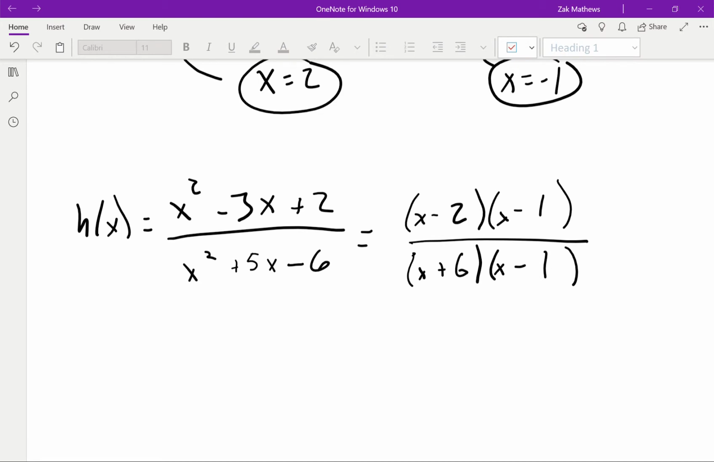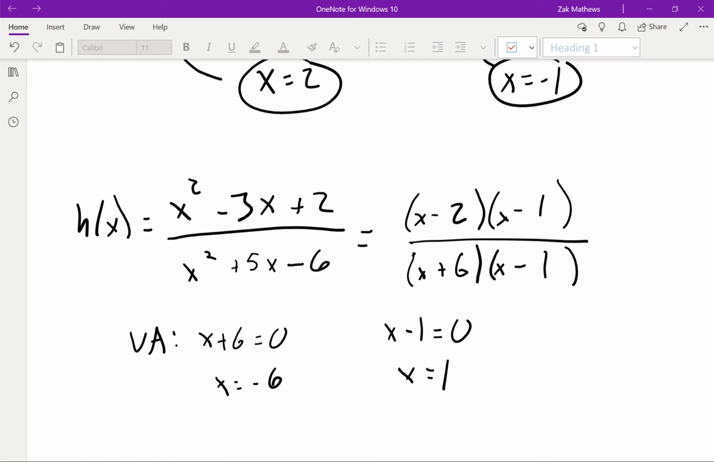So once we have it factored, I set the factors equal to 0. But I'm going to go ahead and think about, are they going to be holes or vertical asymptotes? Well, x plus 6 is unique. That one's going to be a vertical asymptote, while the x minus 1 is the same on top and bottom. So that's going to give us a hole.